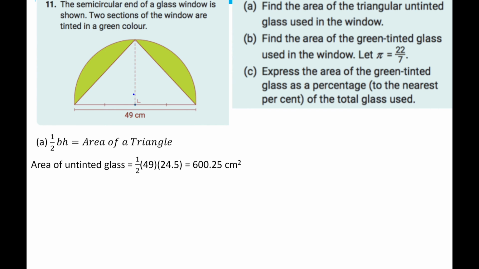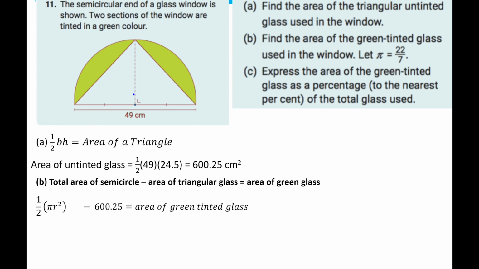In part B, we're asked to find the area of the green tinted glass used in the window, and we're told to let pi equals 22 over 7. Okay, the area of the green tinted glass is equal to the total area of a semicircle minus the area of a triangular glass, which equals the area of the green tinted glass. So to find the area of the green tinted glass, we need to find the total area of the semicircle and take away the area of the triangular glass.